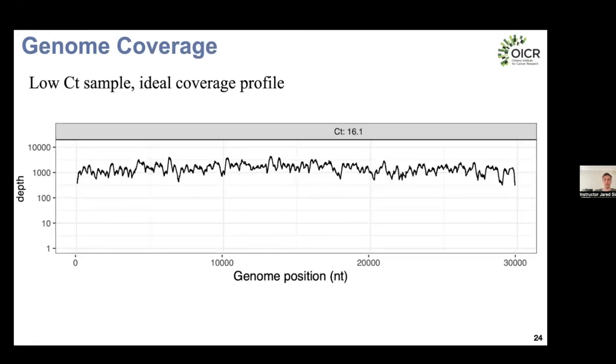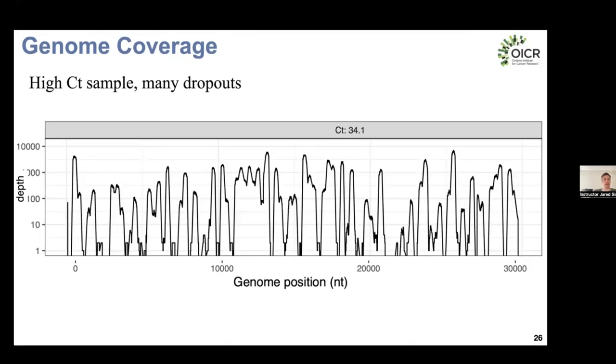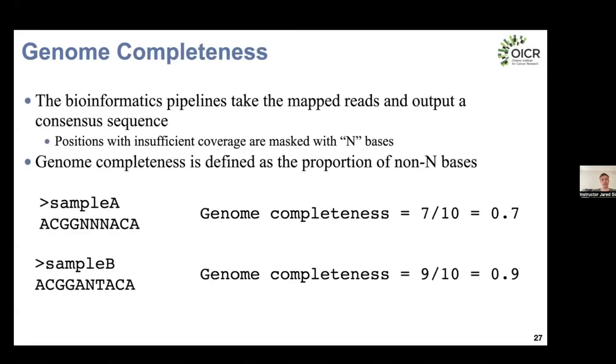Now, it's fine to look at these plots, and I looked at a great deal of these plots during Cancogen, but we need automated ways to assess the completeness of our genome. And the way that we do this is that we calculate the proportion of bases that are actual nucleotides, A, C, G, or T, rather than the low coverage positions which get masked as N ambiguous bases in our genome. So in the pipelines that we're going to be using, if there's 10x coverage or higher, there's a consensus base that's called at that position.